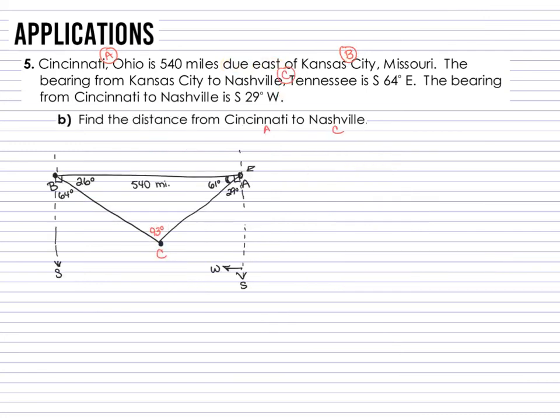Okay, and here's part B of this problem. We're still using the same picture, so I've copied and pasted that over here. We're still using the same locations. I've rewritten the A, B, and C for our points. Now what we're trying to do is find that distance from Cincinnati, which was our point A, to Nashville, which is point C. So we're essentially looking for side B.